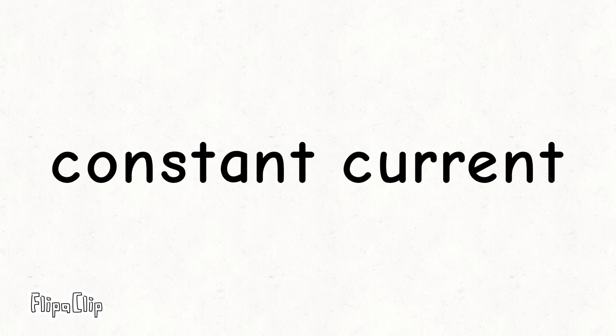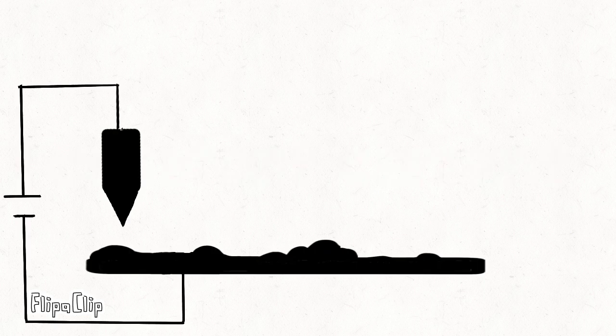Constant current. The tunneling current in the tip is inversely proportional to the distance between the tip and the sample. So to keep the current constant, the tip moves up and down, keeping the distance between the tip and the sample constant while scanning. The information on the motion of the tip is used to generate the image.